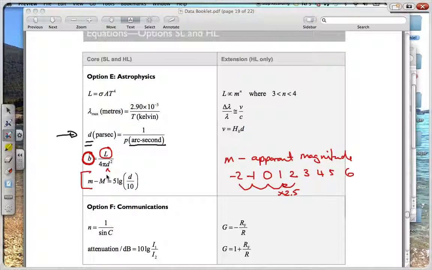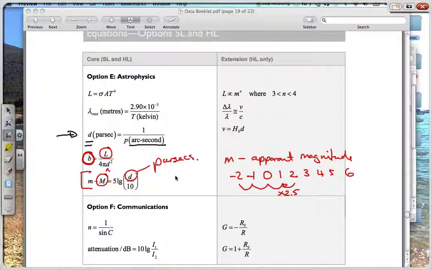Now this M over here is what we call the absolute magnitude, and this is the apparent magnitude if the star is 10 parsecs away from the Earth. This m, the apparent magnitude, is a measure of how bright a star is, and we can relate these two together, the apparent magnitude and the absolute magnitude, by this formula where the d is the distance that the star is away, measured in parsecs. So for the standard level section, that concludes.